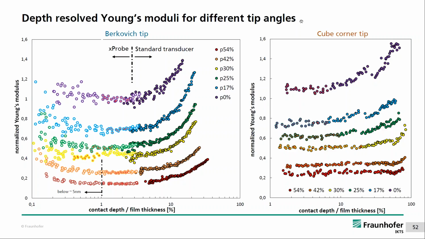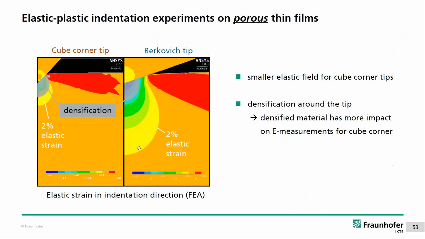So you would say, oh, just use the cube corner tips. You don't need the extra effort here. But we are testing on porous thin films, and yes, it's a big difference. It's different because on porous thin films the stresses and hydrostatic stresses around the tip are really high, so you get densification around the tip. And this is the gray area here. This is the area where you get densification.